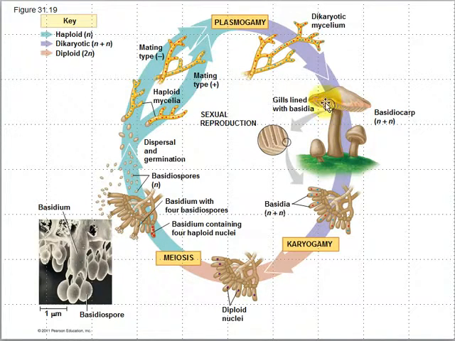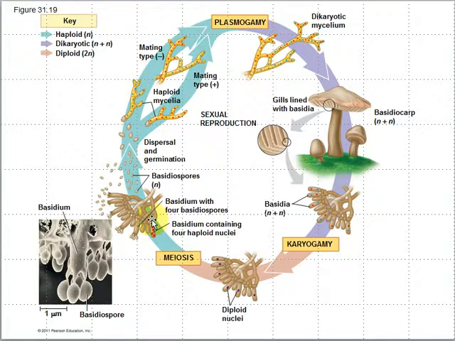These basidia undergo karyogamy, and then through meiosis they produce spores. So for a brief period in the basidia you have a diploid state, the diploid nuclei, but then they undergo meiosis and produce haploid spores. There'll be these little bodies called basidium, and on the ends will be hanging these little basidiospores.